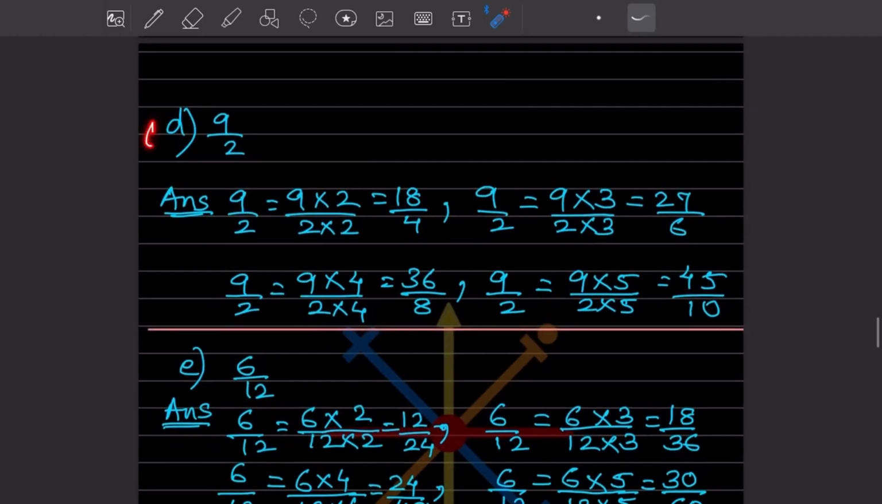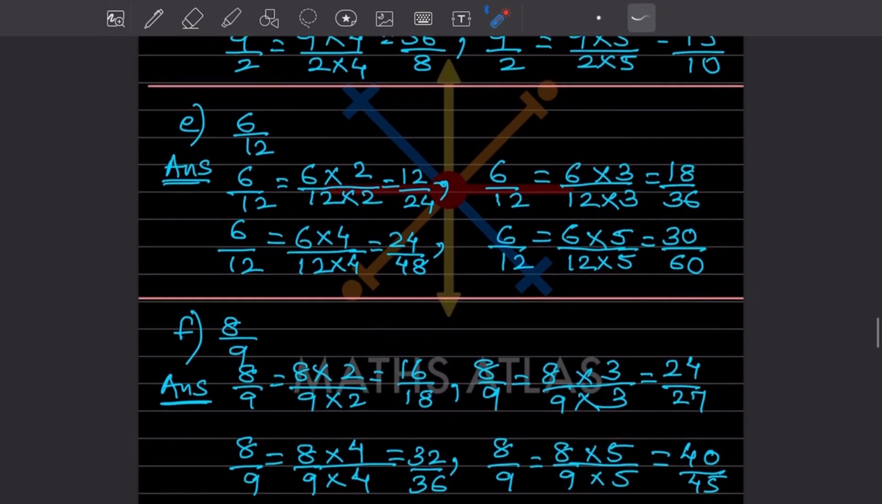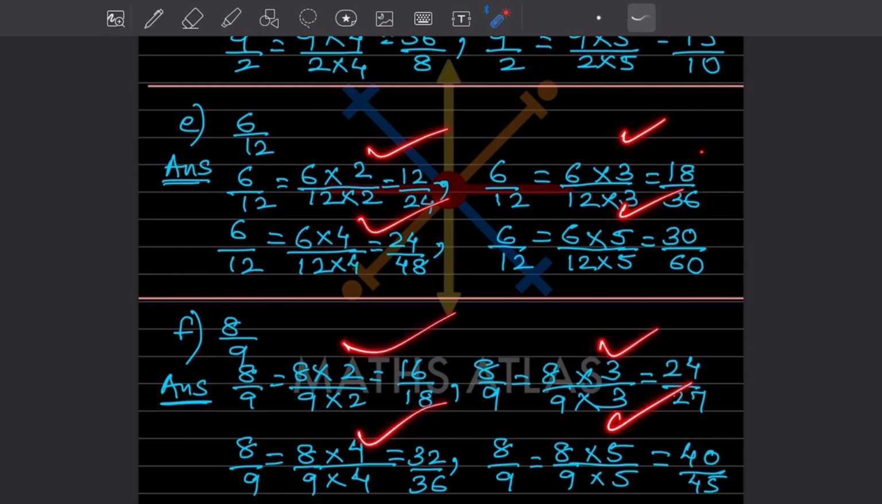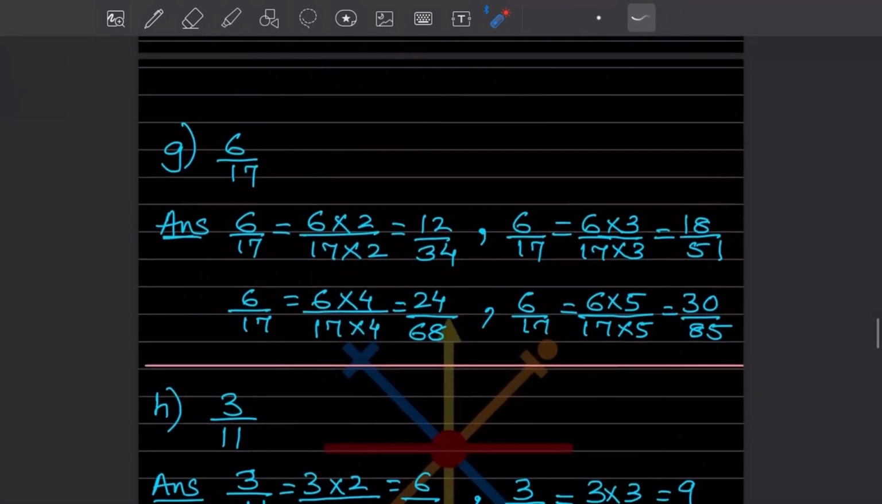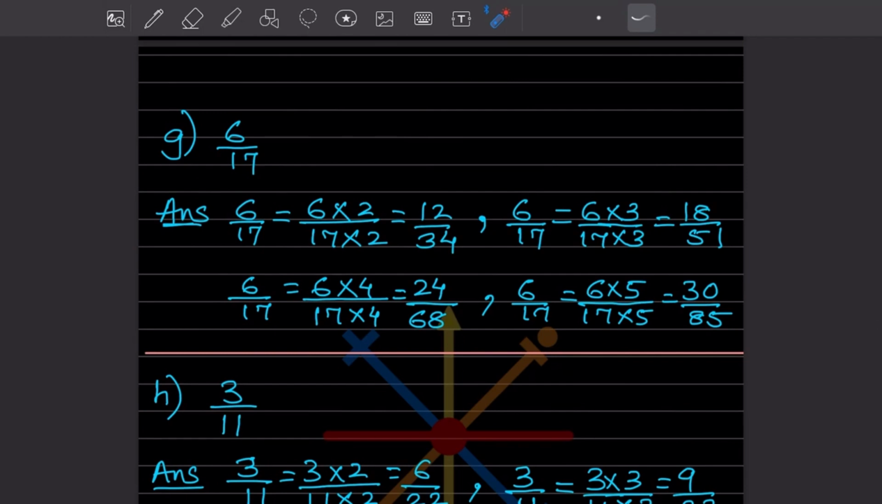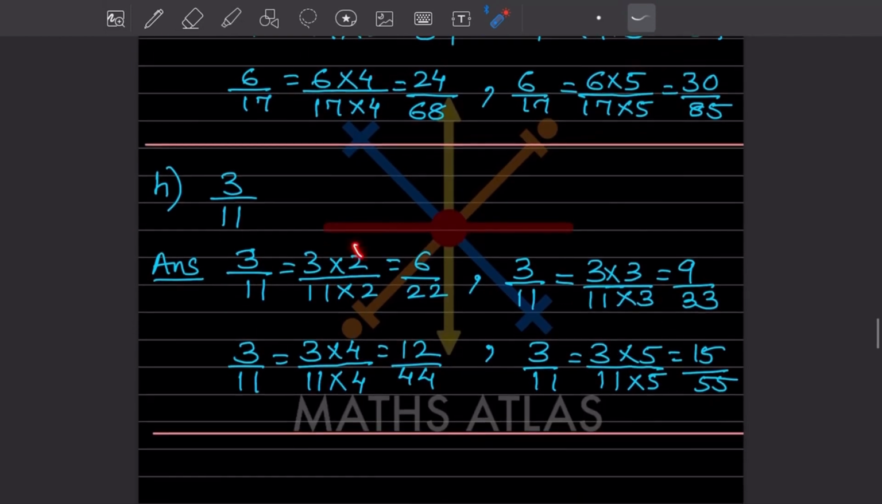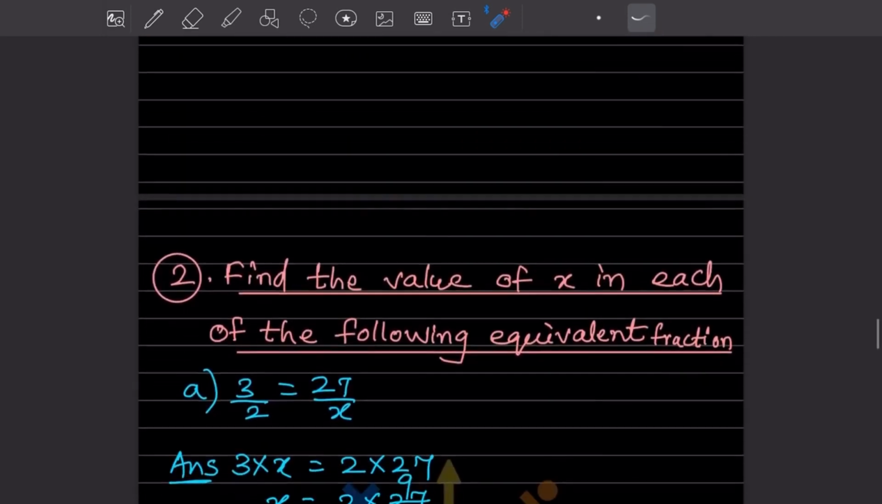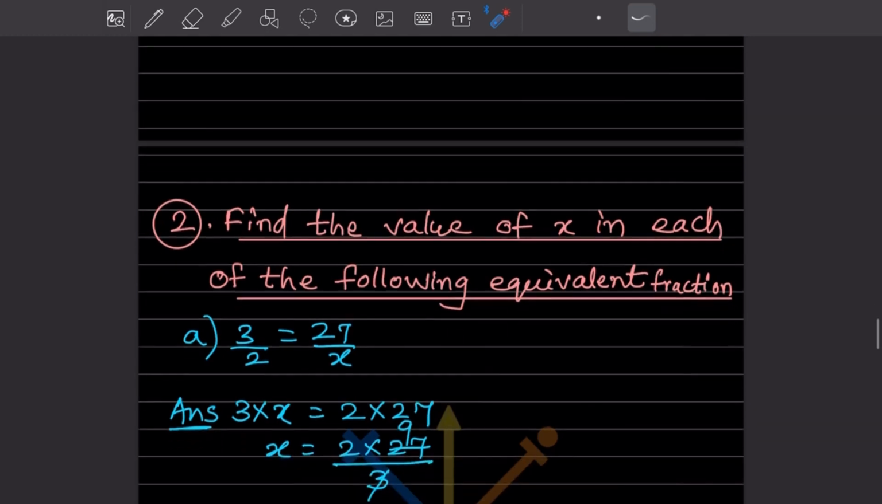So same, the question is the same, 9 by 2, 6 by 12. This is just for practice. 8 by 9 also is the same. See, everywhere 2, 3, 4, 5. So that's done. Here there are many questions given for practice, again 2, 3, 4, 5. So we'll not waste time on it. We'll go to the next one.